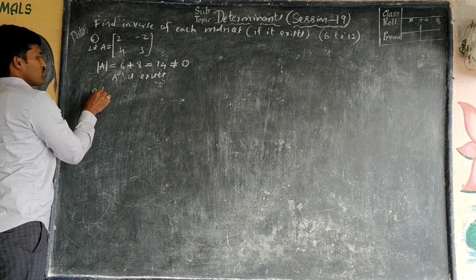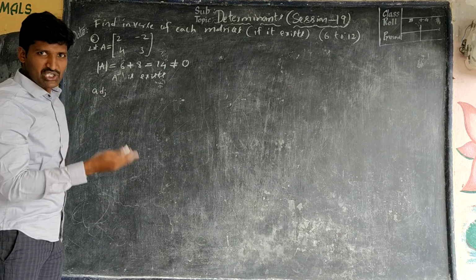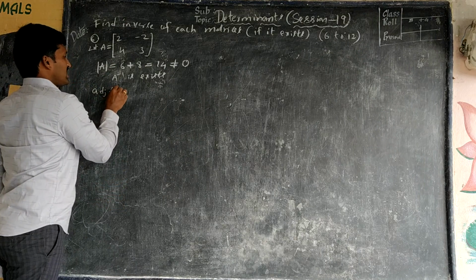Now to find A inverse, we know the formula already: 1 by det A into adjoint A. I am finding adjoint A now.